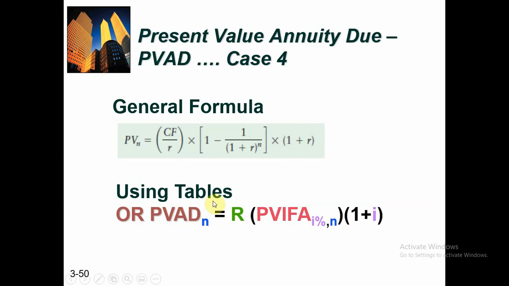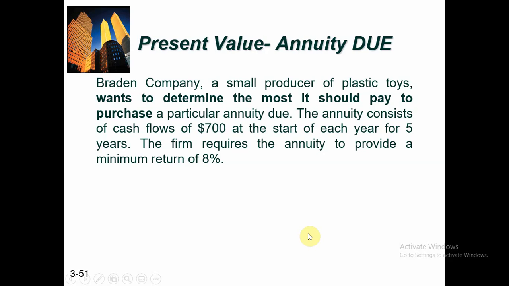So we can also use the table, that is PVIFAD, the present value interest factor of annuity due, where i is your interest and n is your time period. One is 1 plus i, where i is the interest. You will simply find the present value factor and put the figure in the table.